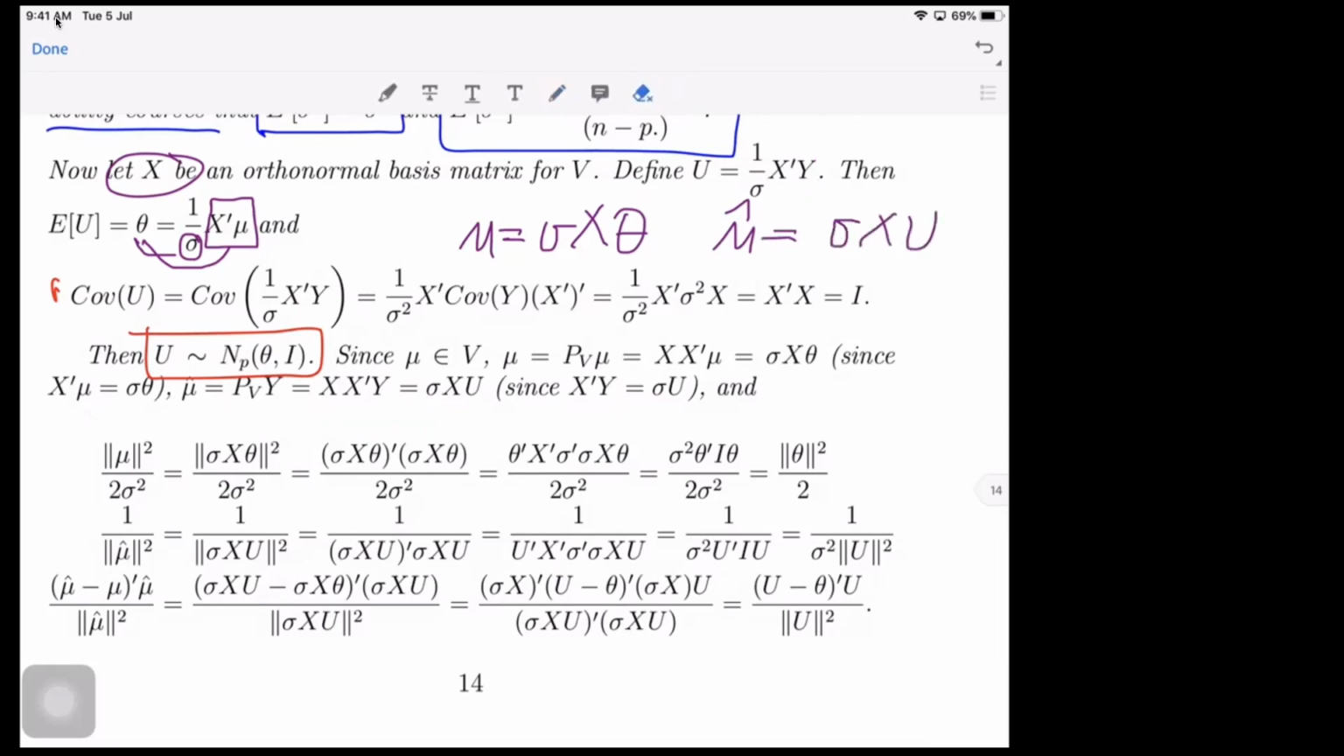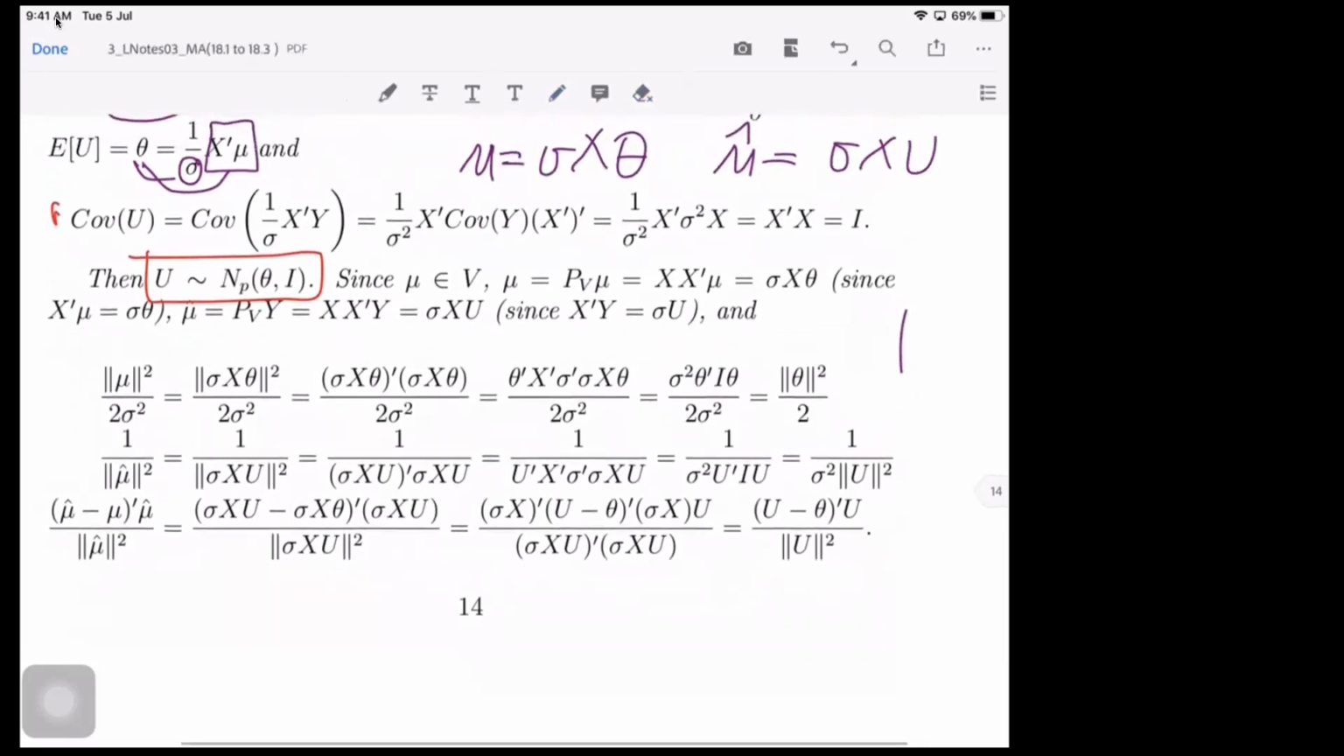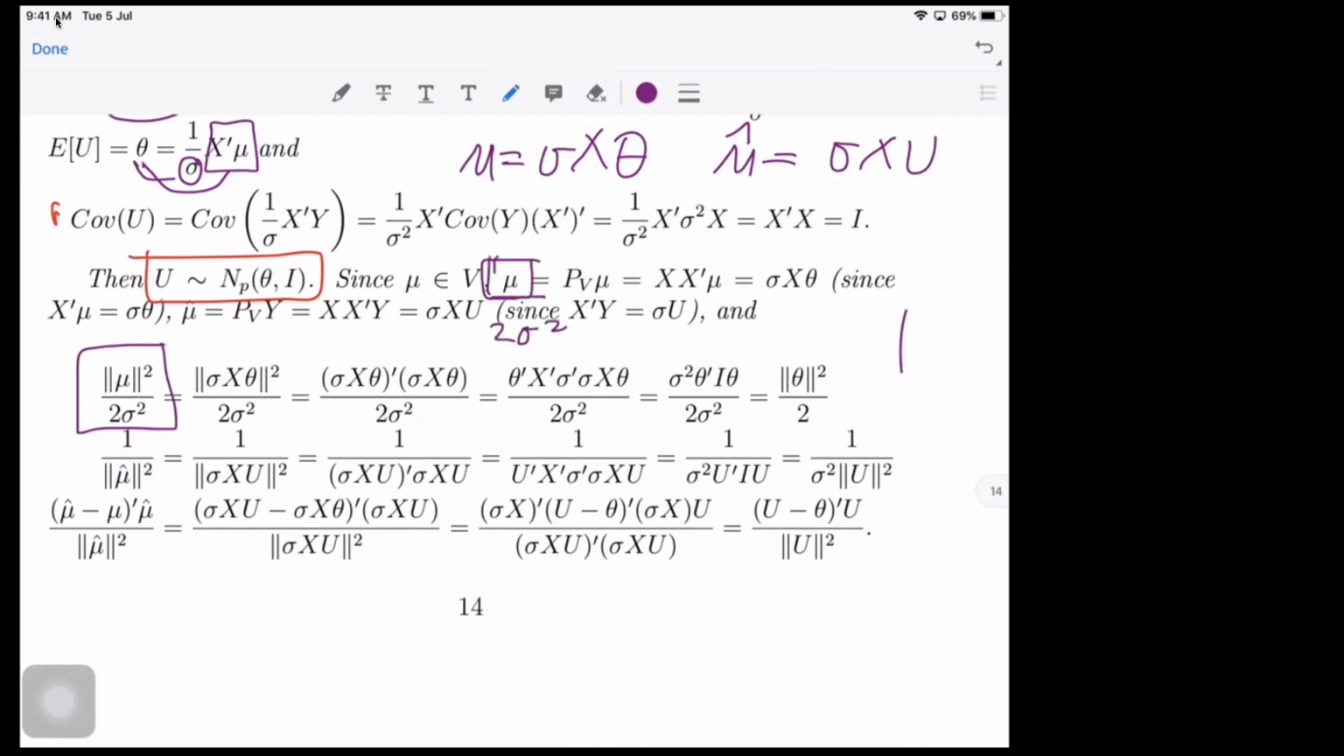Okay? And if we try to find out what is the length of u mu over 2 sigma. So you have a u there, divide it by 2 sigma squared, get the square norm. So what you do is get the square norm of this, then divide it by 2 sigma squared. So you have this, and then you do some manipulation. This one will just be equal to this.